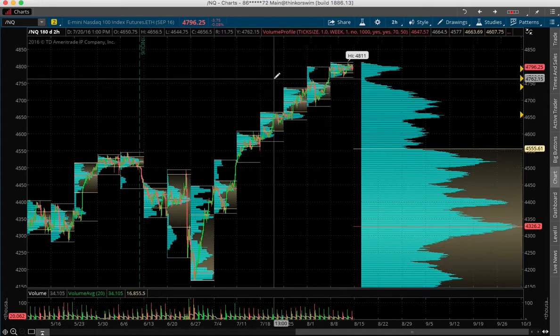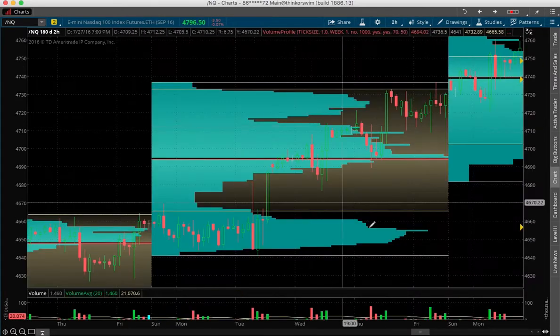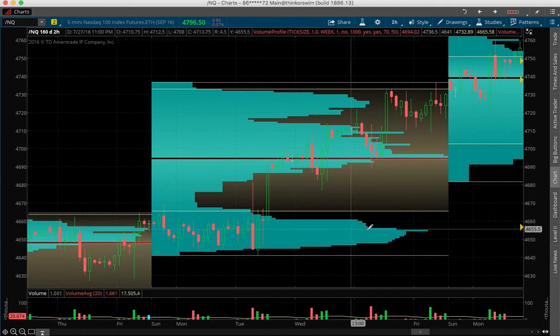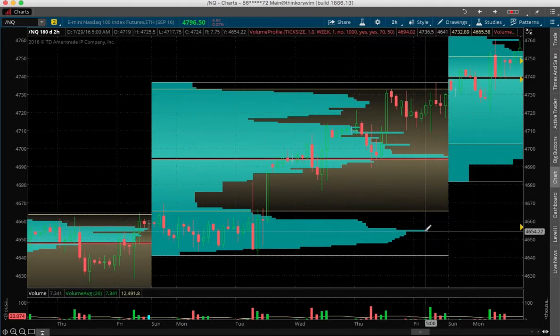So if we look, for example, on this week here, the wider this histogram is, the more volume was traded at that price. Now this is significant. People say all the time, price, price, price, price, price. And price means everything. Actually, price doesn't.